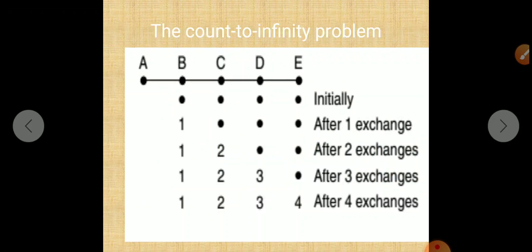But here in the count to infinity problem, for exchanging the A to E information, let's have a look. It takes how many exchanges? Initially there is none, but after 4 exchanges the bad news was received. So I will explain very clearly here with an example. Just have a look.